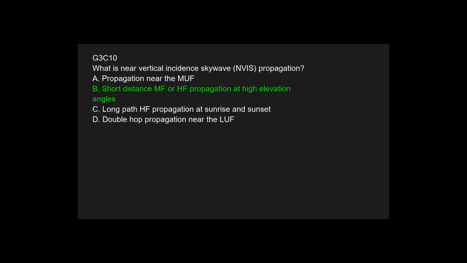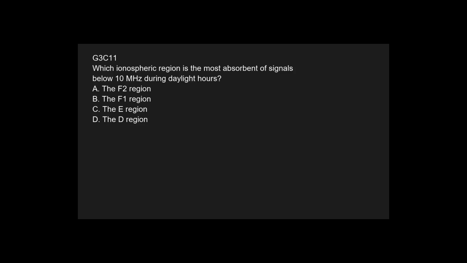Question: what is near vertical incidence skywave, NVIS, propagation? The correct answer is B. Short distance MF or HF propagation at high elevation angles. Question: which ionospheric region is the most absorbent of signals below 10 MHz during daylight hours? The correct answer is D. The D region.